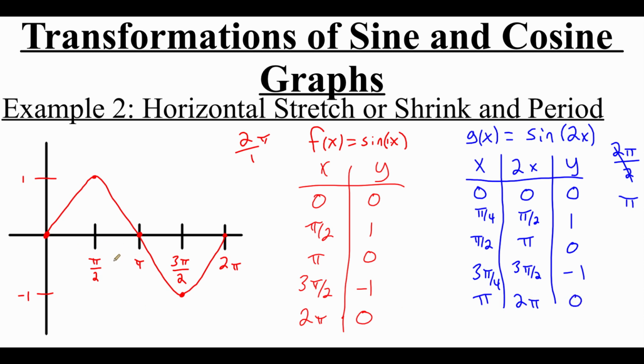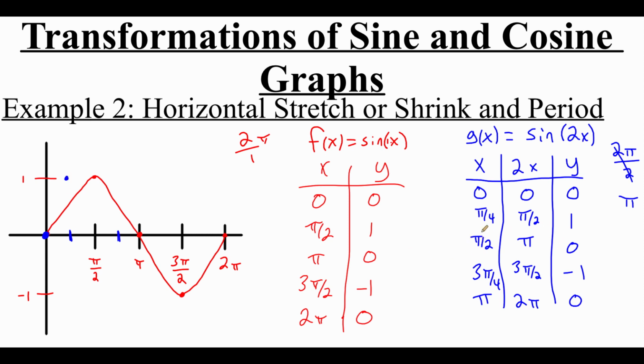Now I'm going to need to add some extra dash marks on my picture because I've got an x value of pi over 4 and an x value of 3 pi over 4. Pi over 4 is halfway between 0 and pi over 2, and 3 pi over 4 is halfway between pi over 2 and pi. My first ordered pair is 0, 0. I'm just looking at these outside columns, x and y. My next ordered pair is pi over 4, comma 1. So at pi over 4, I'm up at 1.